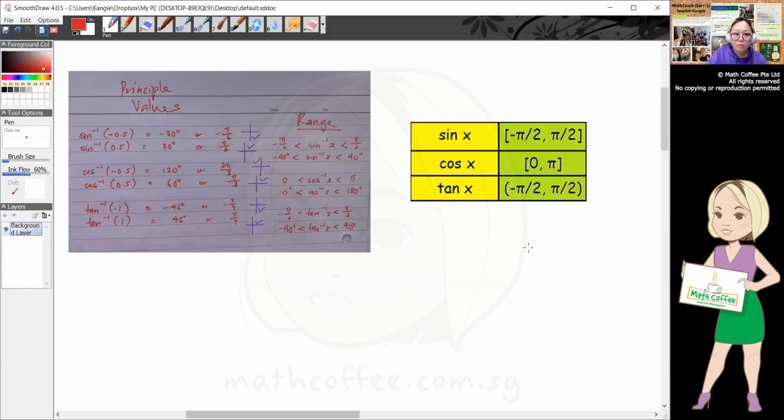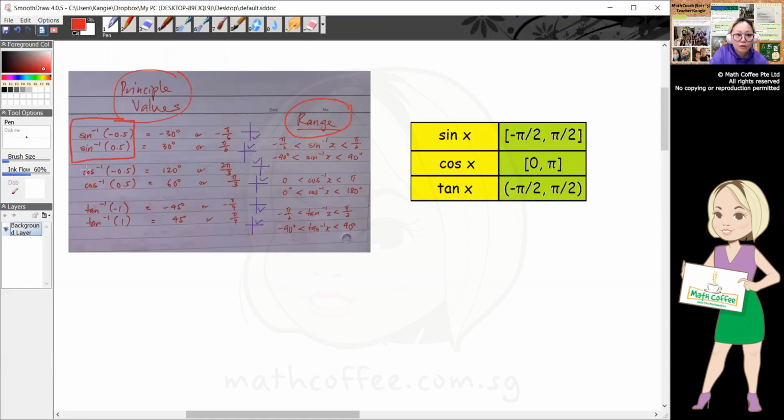Okay, we're going to talk about principal values. So trigo, inverse of trigo, principal values. When you see these questions, they are very confusing, right? First you need to know what is called principal values and then what is called the range of the principal value. Okay, let's take a look at the sine.